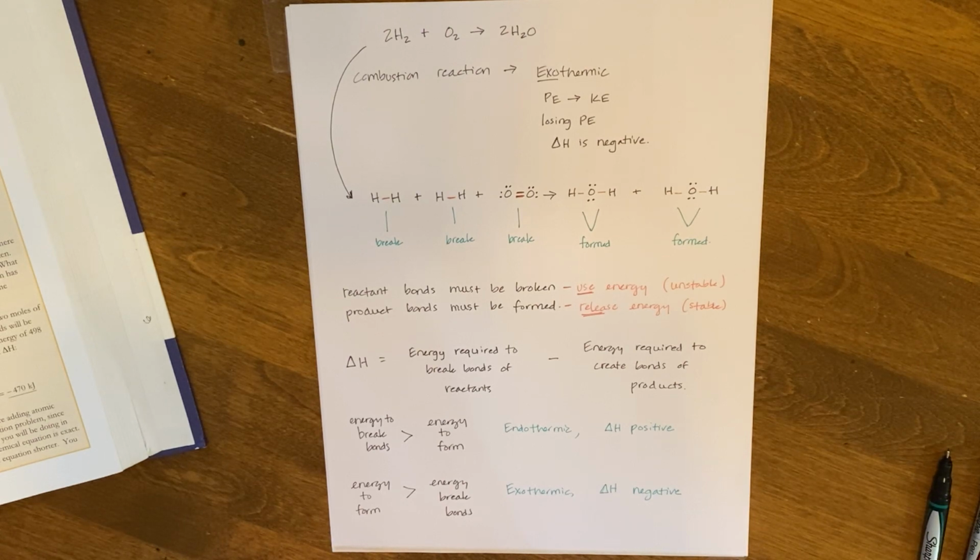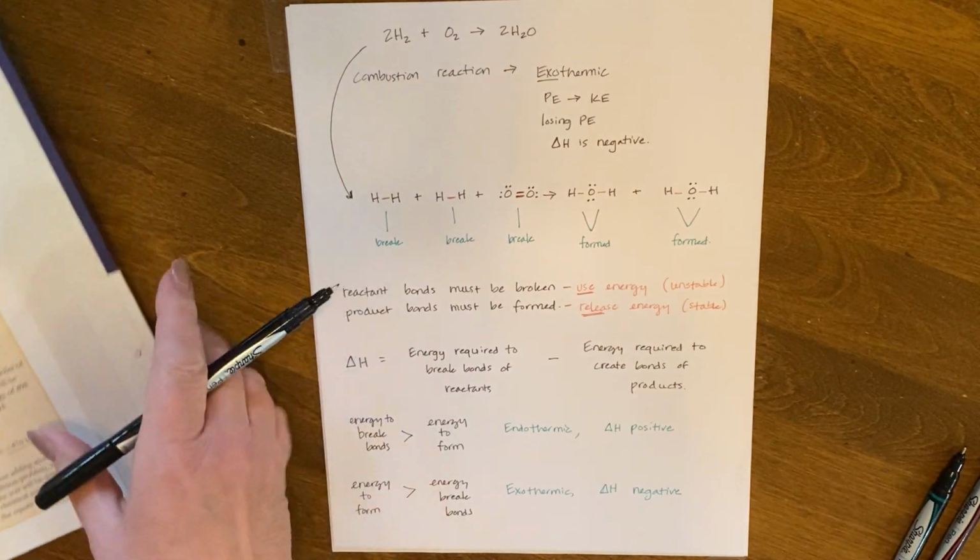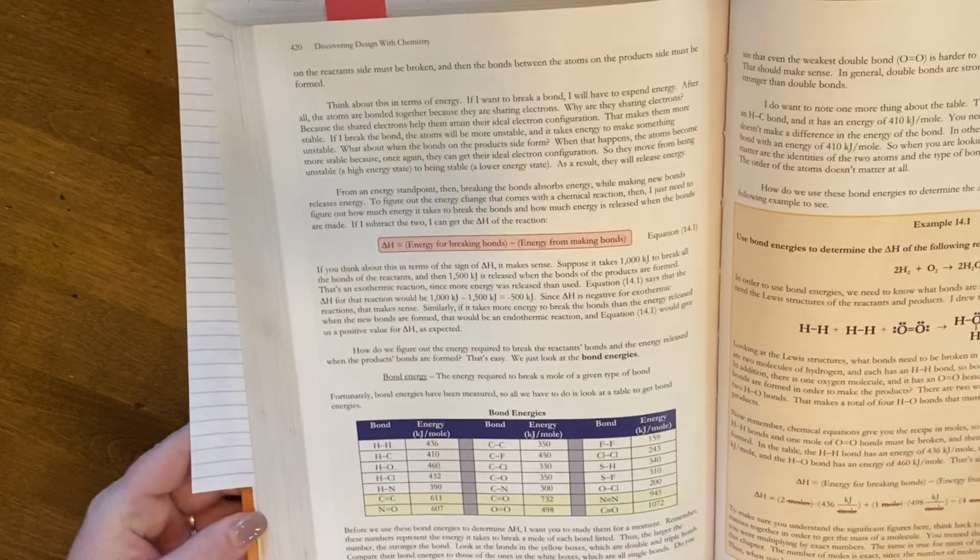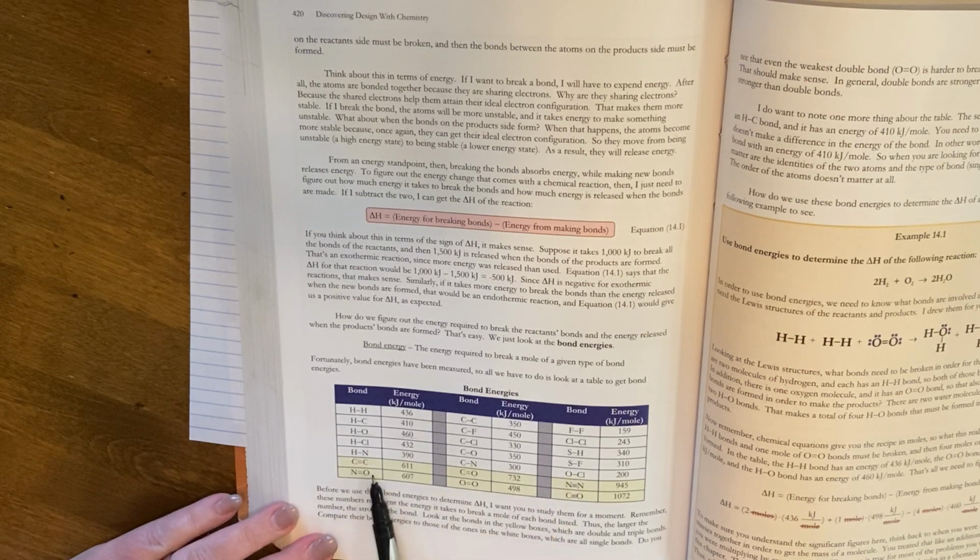And these bond energies are what's required to break a mole of a given type of bond. So the larger the number, the more energy that's required to break the bond. If it takes a lot of energy to break the bond, it means that it was a really strong bond. Notice, maybe I could move my book here. Okay, so here's the table we're looking at.